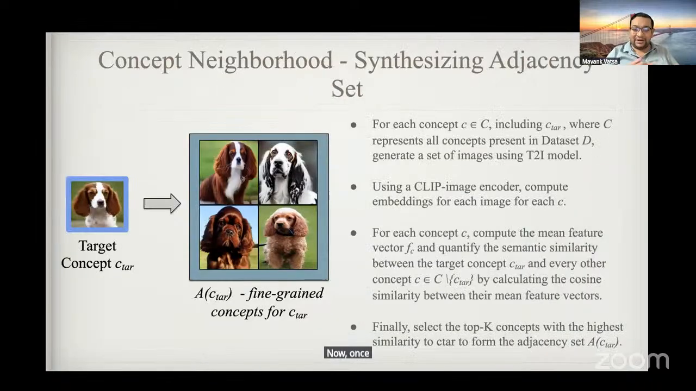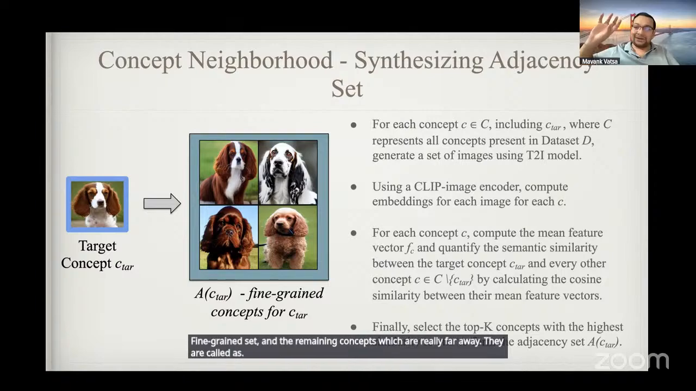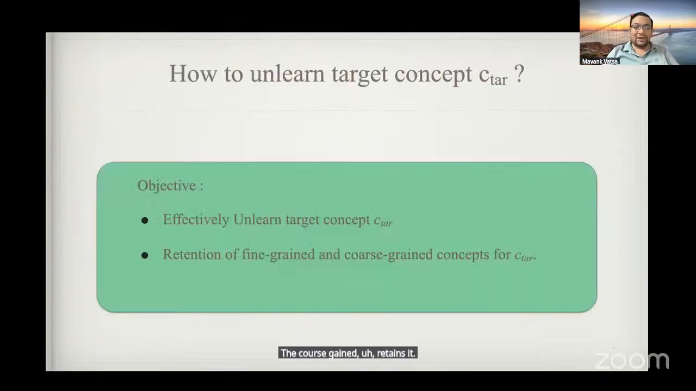Now, once you have fine-grained concepts of CTAR, you essentially figure out the top K matches, the top K concepts with the highest similarity, and we call these top K matches the adjacency set of CTAR. Right. So now we know that these are the concepts that need to be retained as a fine-grained set, and the remaining concepts which are a little far away are called the coarse-grained retained set. Okay. Now our objective is to effectively unlearn CTAR and also ensure that the retention of fine-grained and coarse-grained concepts should be there. Right. These are now two objectives in the machine learning objective.